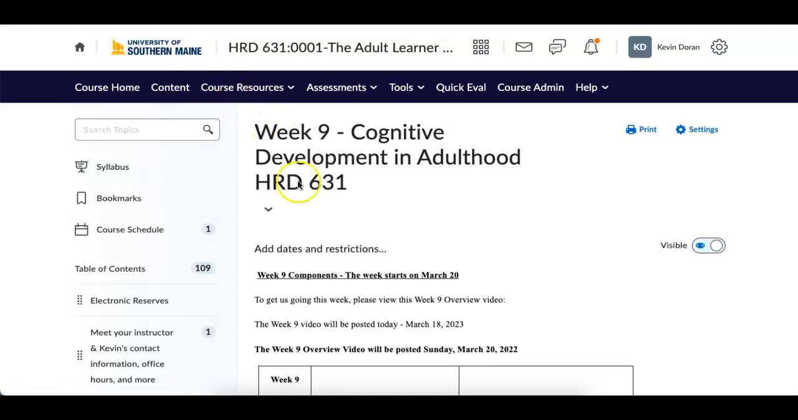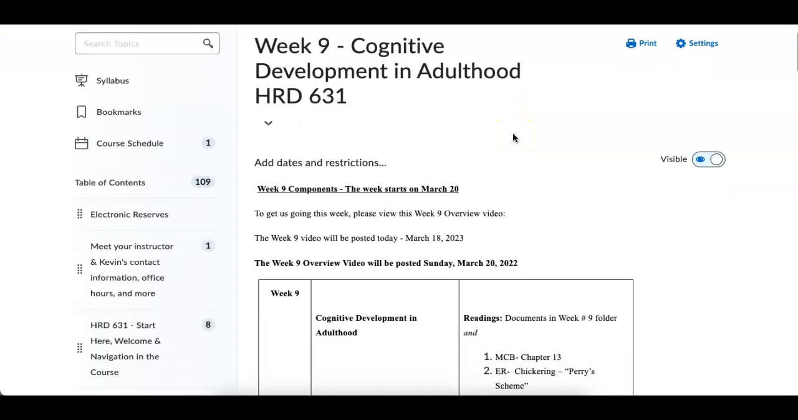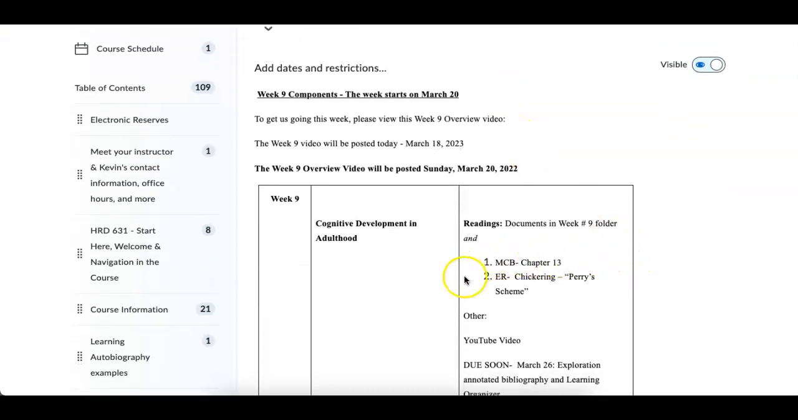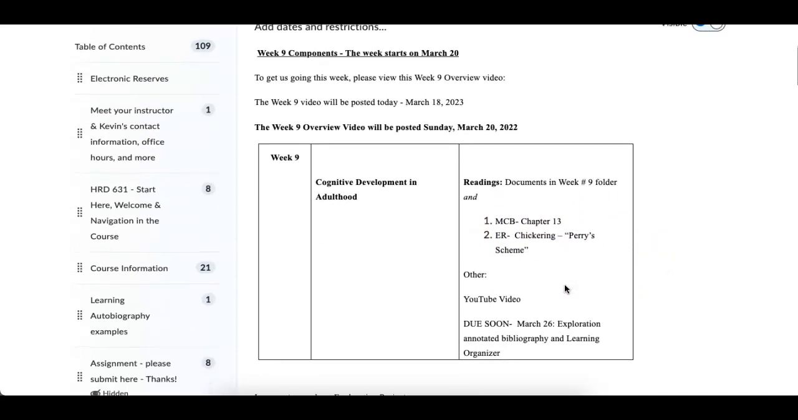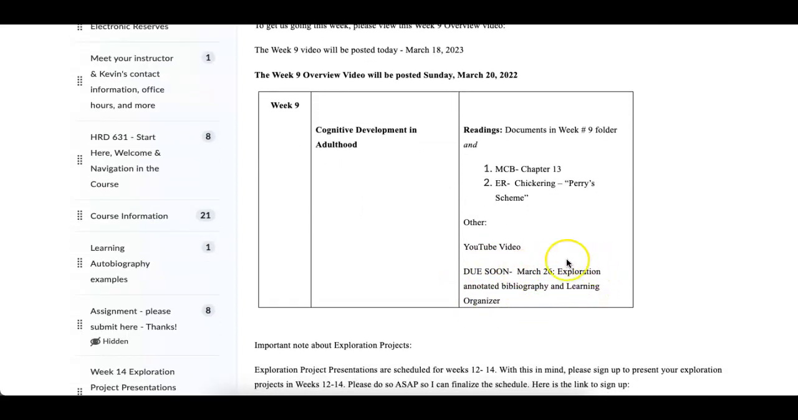So let's get right to the materials. In week number 9, we're doing cognitive development in adulthood. So what I'd like you to do is read a couple of things. Read chapter 13, the electronic reserve Perry's schedule. There's a YouTube video.